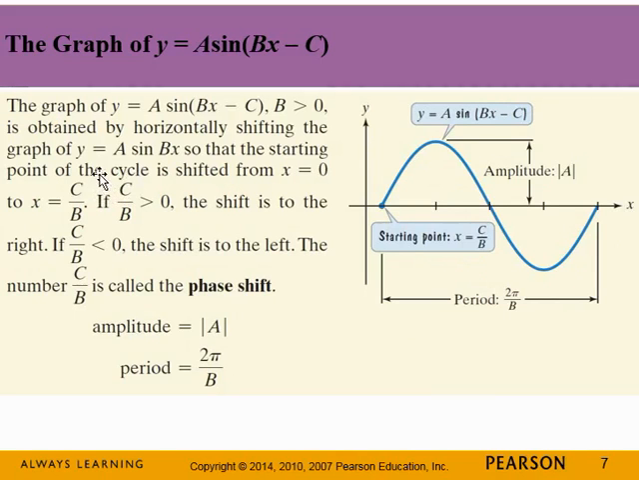So the graph y equals a sine the quantity bx minus c. So it's going to shift your graph horizontally. And you have a phase shift, so that's how much it shifts it to the left or right. If c over b, which is how you find your phase shift, is greater than 0, it shifts to the right. If c over b is less than 0, it shifts to the left. And your c over b is your phase shift. So you still have your amplitude and your period. Let's do an example.